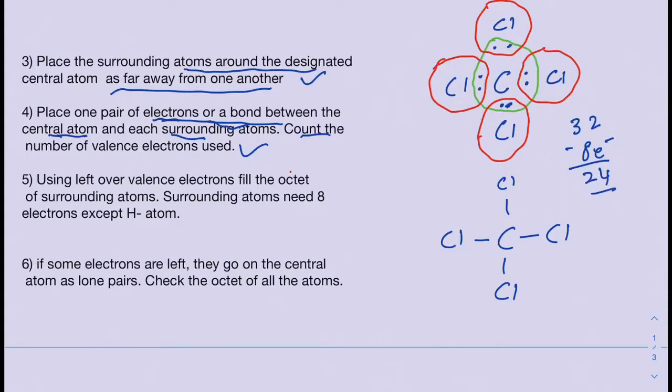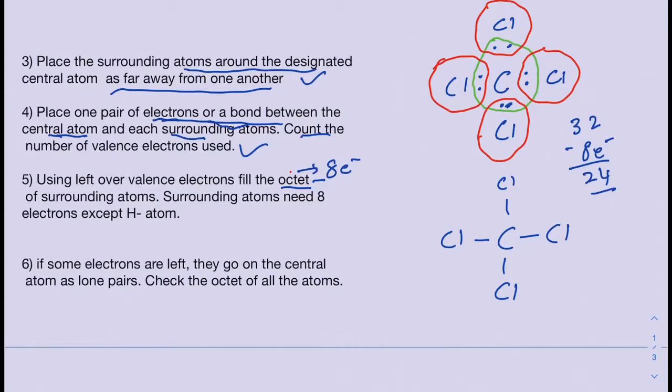And as I have said, we want to make sure we use all valence electrons, no less than 32 and no more than 32. Okay, so we have 24 more electrons to go. So your next step is to use the leftover valence electrons to fill the octets of the surrounding atoms. In this case, your surrounding atoms are the chlorines. So you want to make sure each chlorine has the octet completed. When we say octet, it means it must have 8 electrons when it has made the compound.